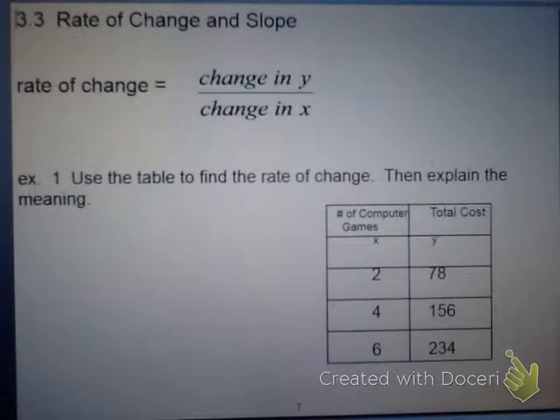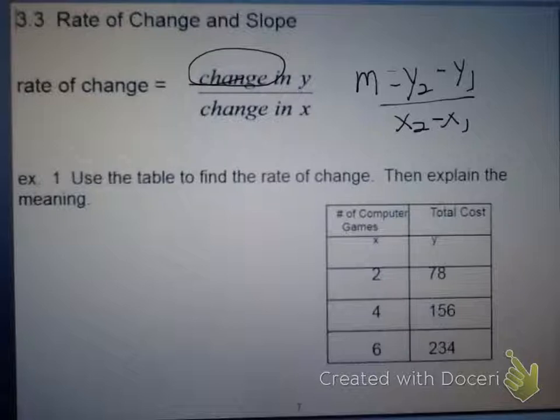Rate of change is basically the same thing as finding the slope. It is the change of y's, because remember the formula was y2 minus y1 over x2 minus x1. So change means change from one y value to the next y value, which is the same thing as subtraction. Example 1, use the table to find the rate of change. Well, you can do it one of two ways.